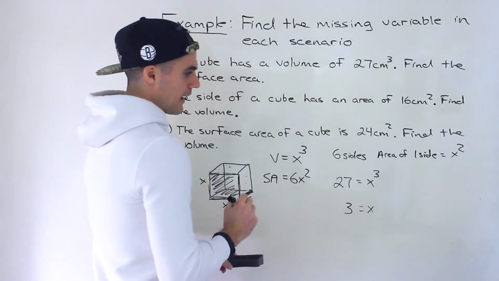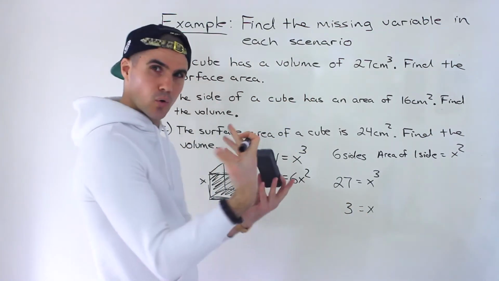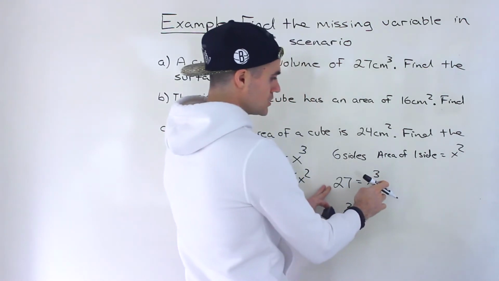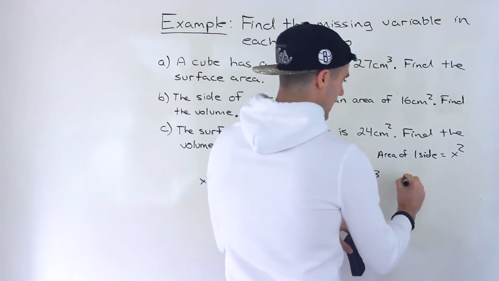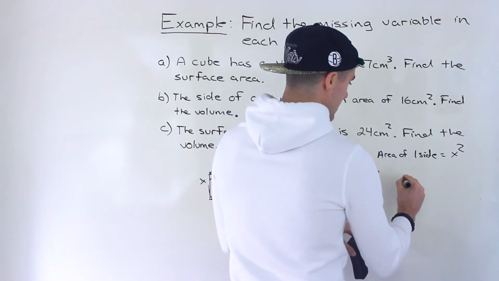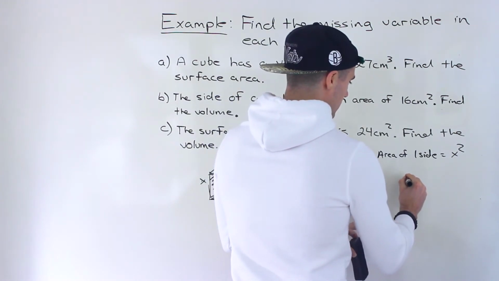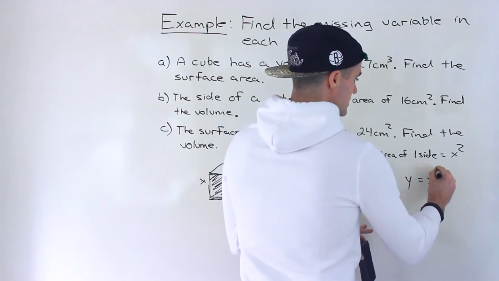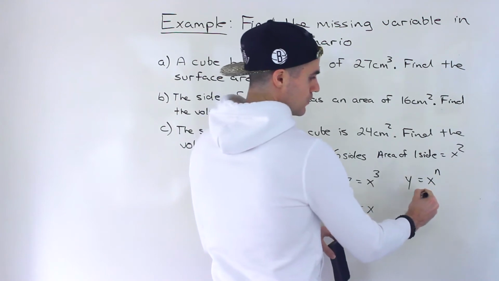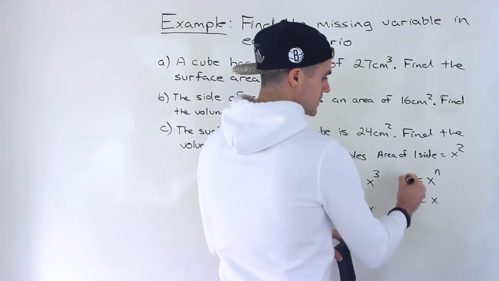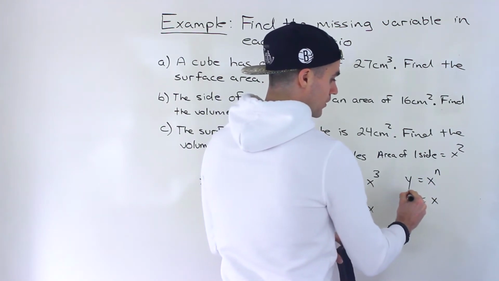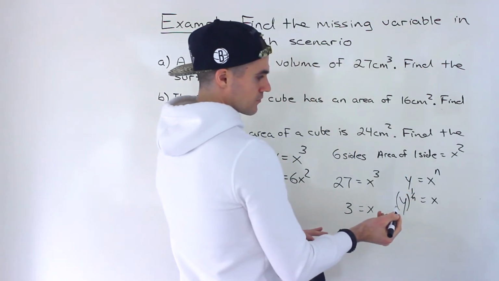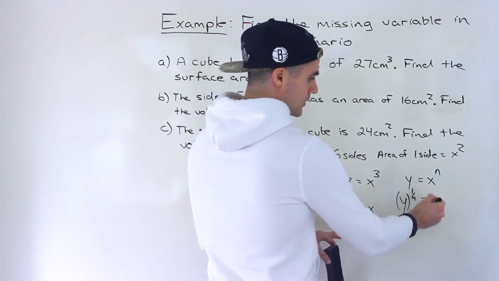Okay, so the answer is 3. And if you want to get this a little quicker with your calculator, it's a little bit more advanced, but what you can do is, let's say we're trying to get this x by itself, what we can do is take the other side to the power of 1 over n. All right? That's how we can get this by itself.